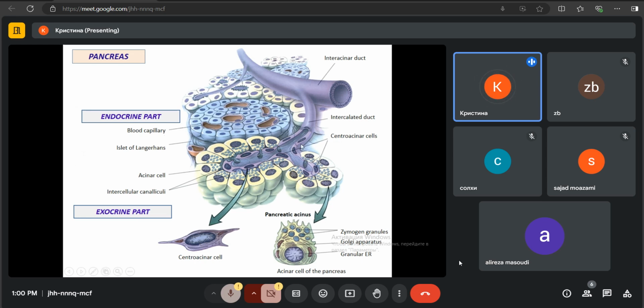First one will be called intercalated, then goes interacinar duct, and then intralobular and interlobular duct. Endocrine portion has only the endocrine cells and blood capillaries, no ducts.